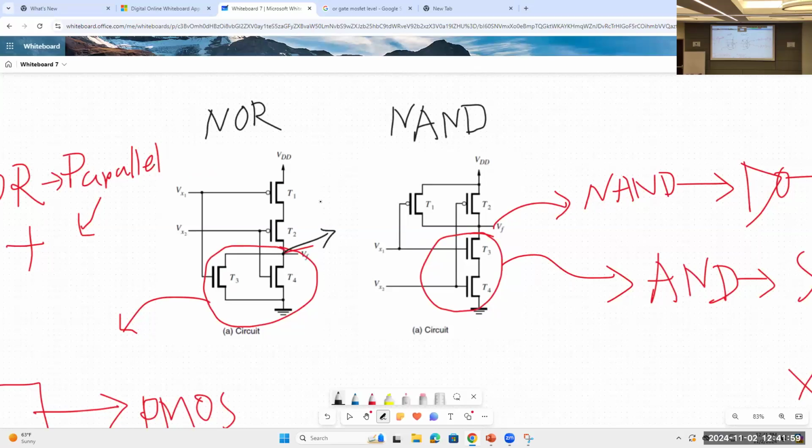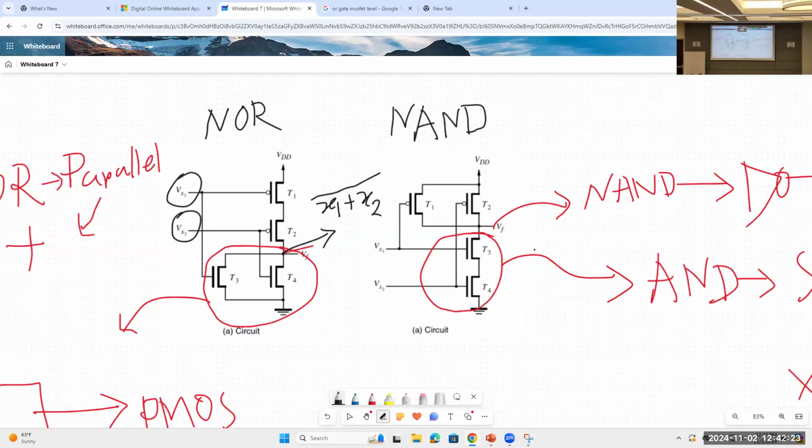So how will we represent NOR as a function? Here Vx1 and Vx2 are two inputs. How do we write NOR? At first we write OR, then we put a bar over it. That's how we write the NOR operation. So this is NOR, and we get (x1 + x2) bar here.